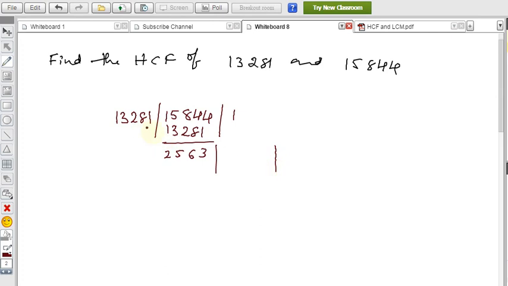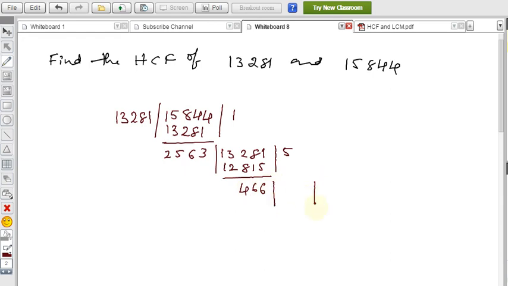Continue the division process with 13,281 right here. 2,563 ones are 2, so it will come 5, because 6 8s will be more. 12 8 15. Then 11 minus 5 is 6. 7 minus 1 is 6. Then 12 minus 8 is 4.